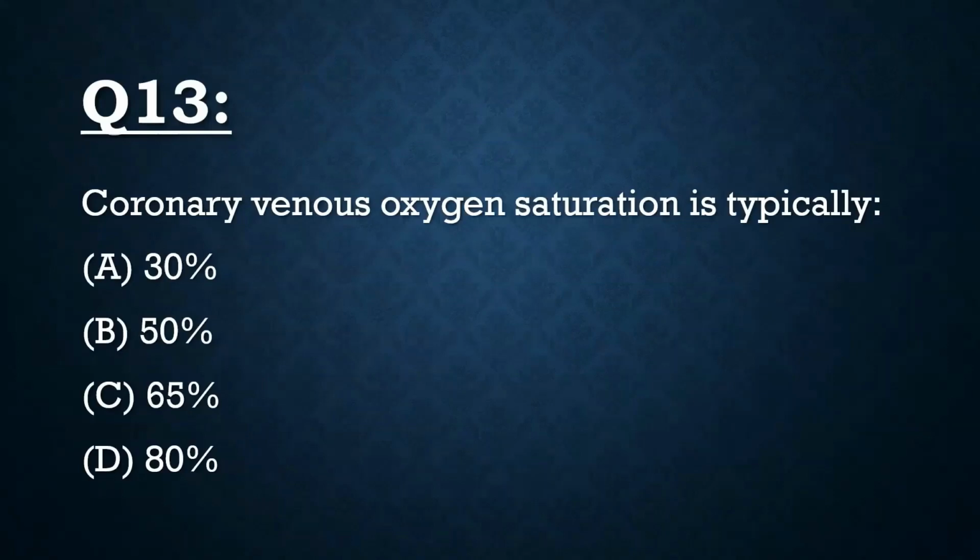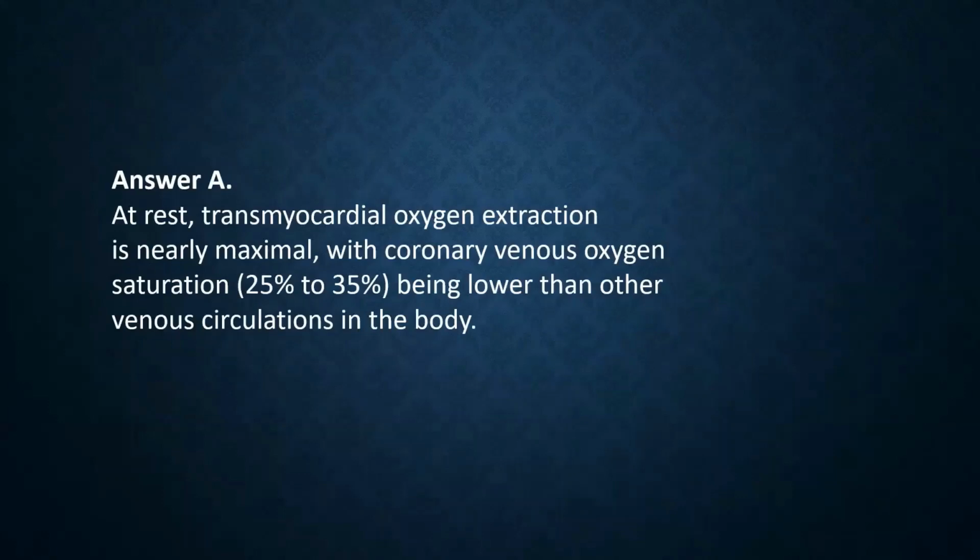Okay. Question number 13. I can take it. Coronary venous oxygen saturation is typically A, 30%, B, 50%, C, 65%, D, 80%. I choose A, 30%. Yes. This is the lowest venous oxygen saturation in the body, usually ranging from 25 to 35%.